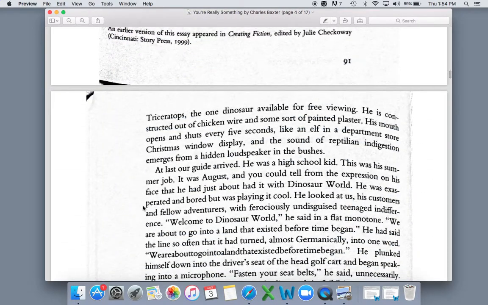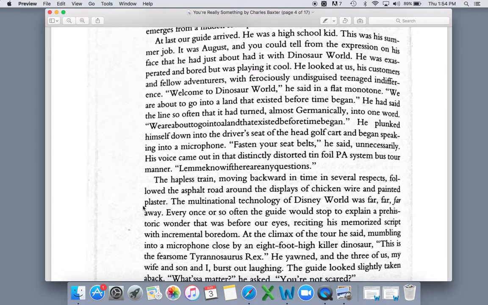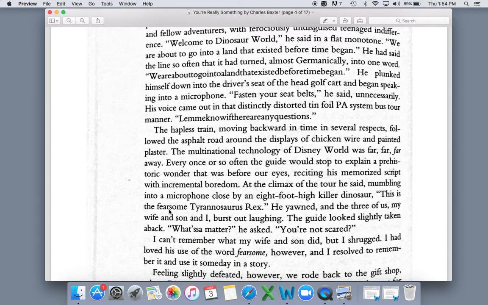Let's see if we could find that. Fearsome, not ferocious. They're laughing, he's yawning, and they have this problem, essentially, that they're encountering. And the problem is that they paid for this ride so that they can encounter something that Baxter is calling the willing suspension of disbelief. They know that the dinosaurs aren't really alive at Dino World. They know that they're fake, and they know that they're constructed replicas. But they still went anyway to be entertained and to learn about dinosaurs, specifically with their kid.